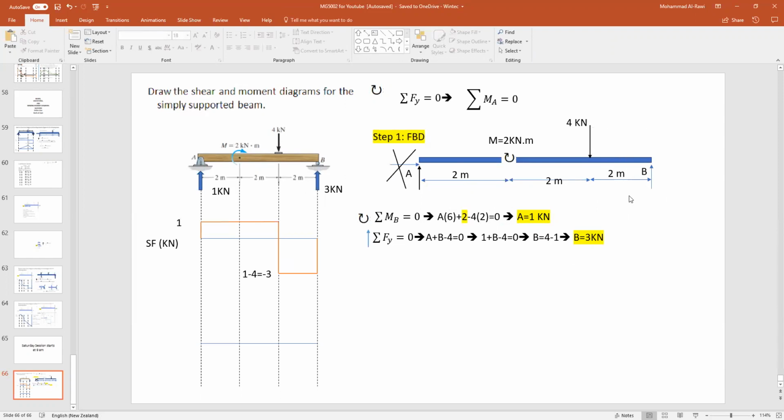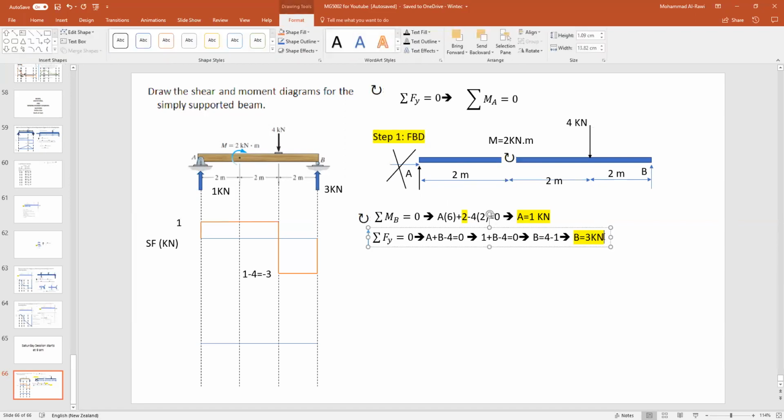Someone could ask another question and say, can I take a moment about A and find the answer about point B? Yes, you can. Definitely, you can do that, and we can do it now. So we can say, or, the algebraic summation of moments around, instead of B, we can say A. So if someone doesn't want to take the summation of forces, they can do this. It's okay. It's no problem.